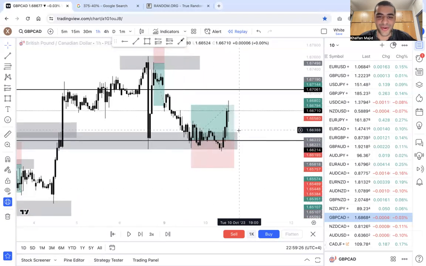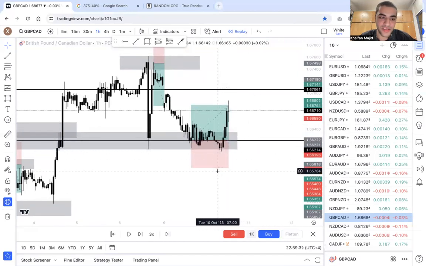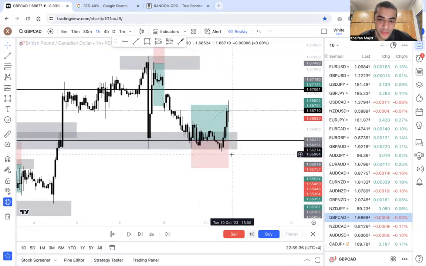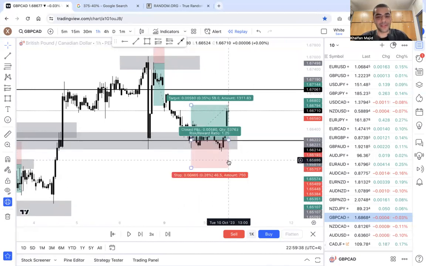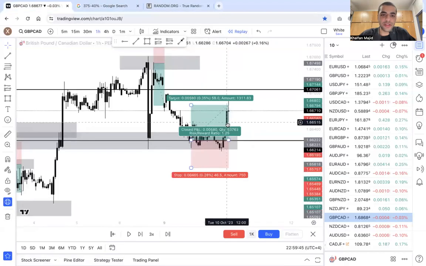Let's go, bro. What the fuck, man? I held it because it didn't break. These are the rules. Once it breaks and closes below the zone, then you're allowed to close. And that's what separates me from shit traders.